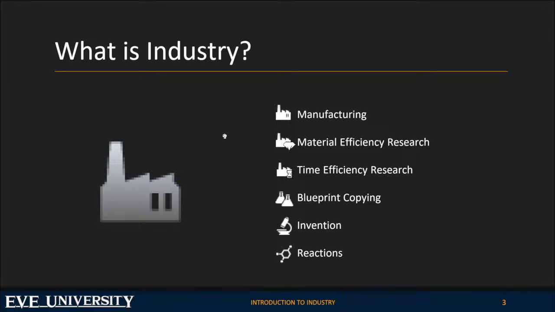So what is industry? Manufacturing, obviously, just creating stuff. But you need blueprints for that, and you can research those blueprints both on material efficiency and time efficiency, basically using less materials or using less time. And you can do blueprint copying and invention, and you can do reactions as basically a specific type of manufacturing, which uses different slots.